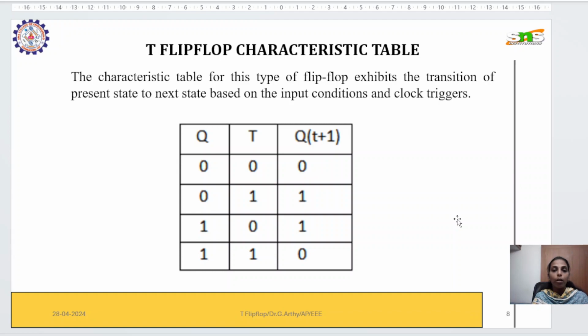As you all know, the characteristic table is the input versus the present state, used to find the next state. So when the present state is 0 and the input is 0, the output will be 0. Similarly, when the present state is 0 and input is 1, the output is 1. When present state is 1 and input T is 0, the output is 1. When present state and input are the same, then output is 0.